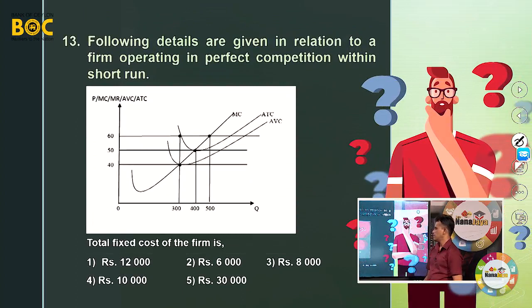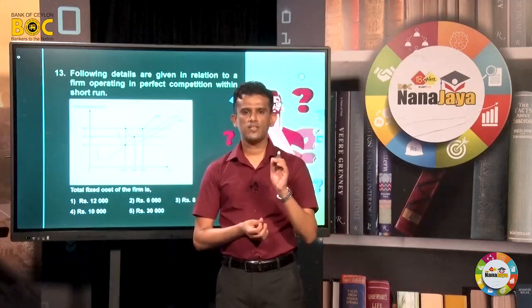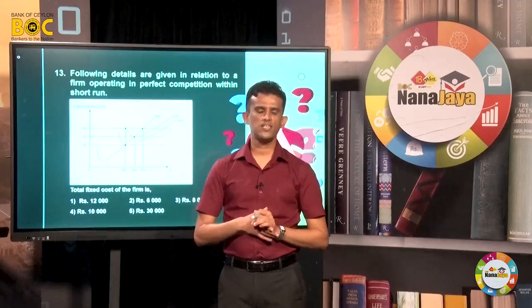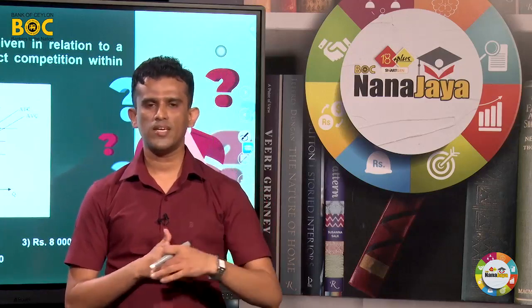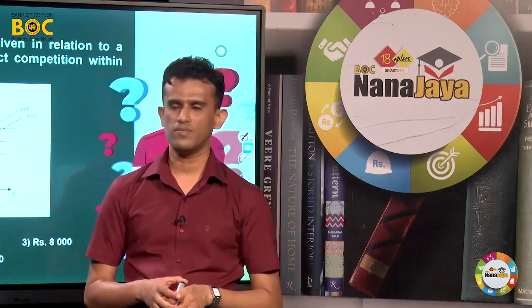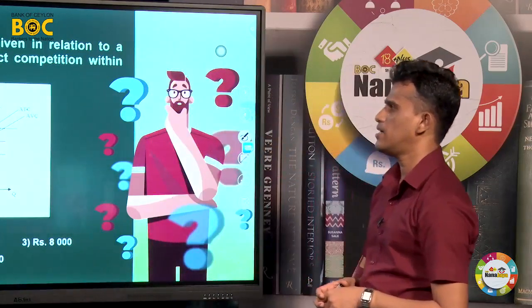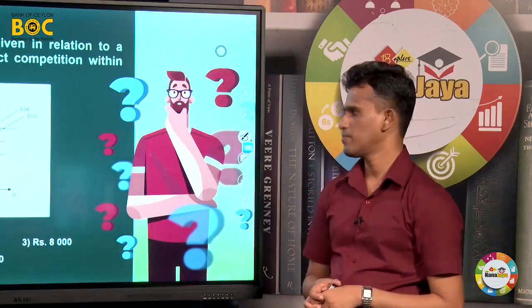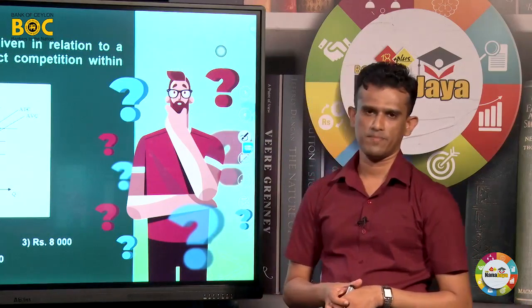Question number 13. One thing we need to know is that we are learning about the market structures section and different market structures. The cost behavior does not depend upon the market structure being considered, only the revenue behavior changes. So the cost behavior is commonly applied for the firms. Following details are given in relation to a firm operating in perfect competition within the short run. What we are supposed to do is to calculate the fixed cost of the firm.